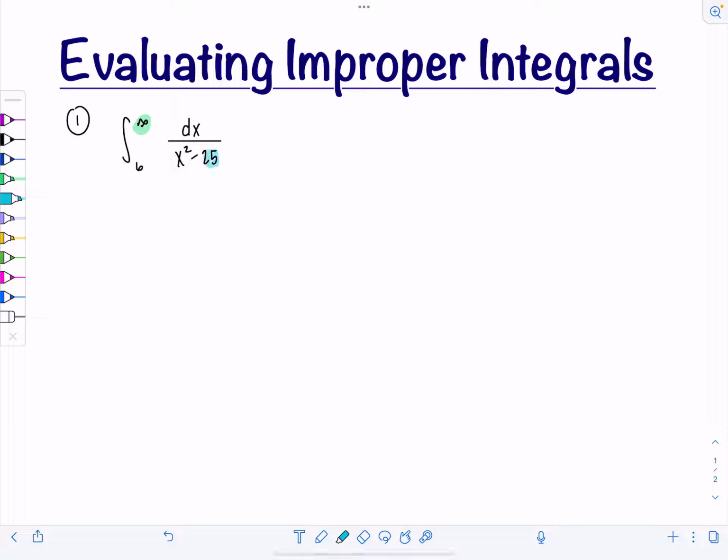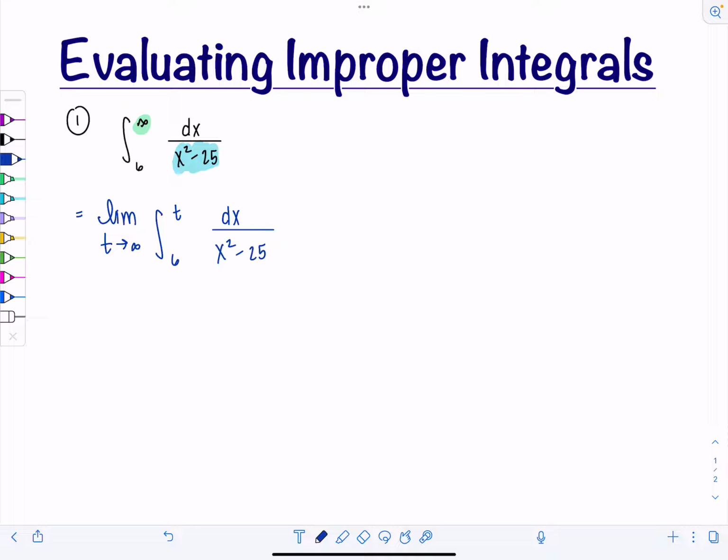I also notice that the function, the integrand, is not defined at plus or minus 5, but I'm not worried about that because the limits of integration are from 6 to infinity. So it doesn't include those values, so I don't have to worry about rewriting my integral to account for that. Okay, so now first thing before you even think about figuring out how to integrate this sucker is you rewrite it as the limit as t approaches infinity from 6 to t of dx over x squared minus 25.